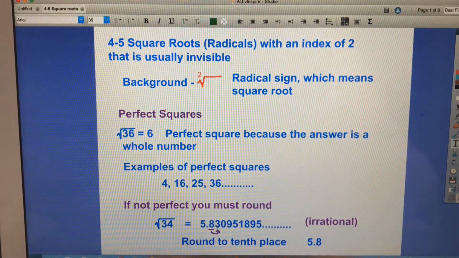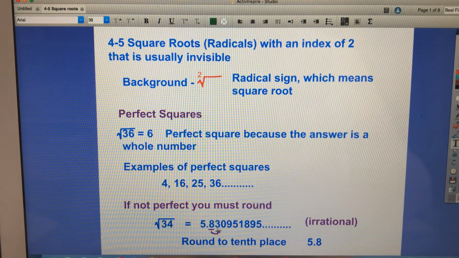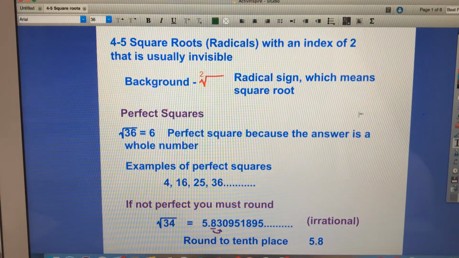So if I have a 0, 1, 2, 3, or 4, I stay the same. 5, 6, 7, 8, and 9, I go up. My answer, 5.8.